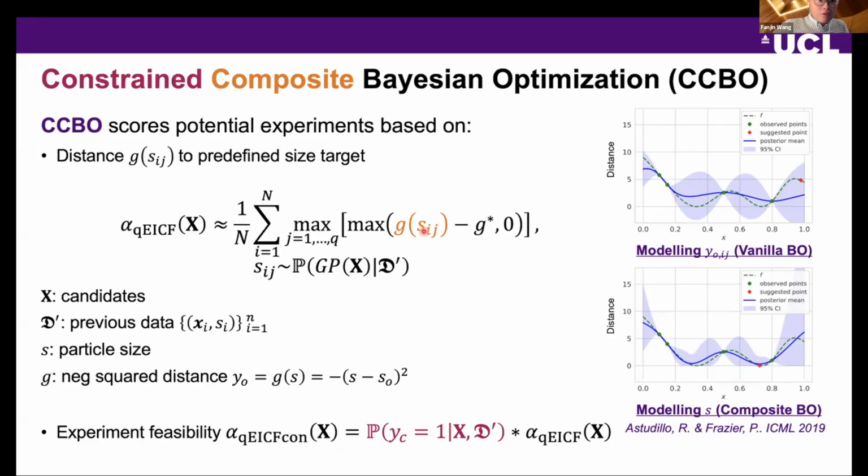Another huge pillar in the CCBO algorithm is that it has a specific part that tracks the experiment feasibility. Here, essentially, we have built a classifier model and we extract the probability of experiment success of X, which is essentially the experiment parameters, and plug that into the acquisition function. Then you will be able to use Bayesian optimization to find out what would be the next recommended experiment.